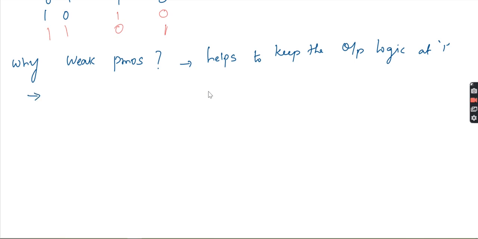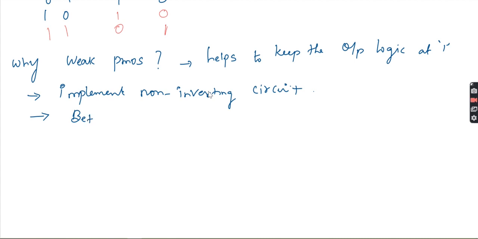One more thing here. These domino circuits can implement only non-inverting circuits. Very important, because it will always produce the non-inverting output only. So it is not easy to use the domino design style, because only for non-inverting circuits can we use it.